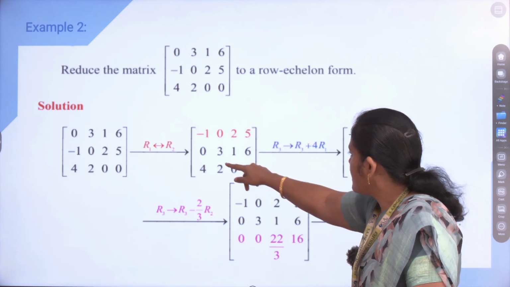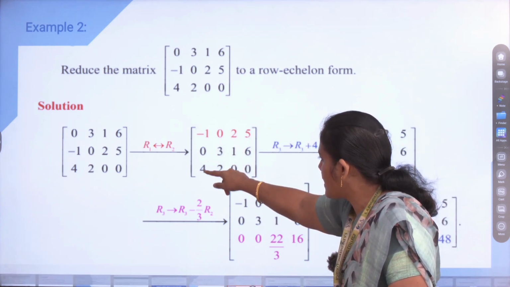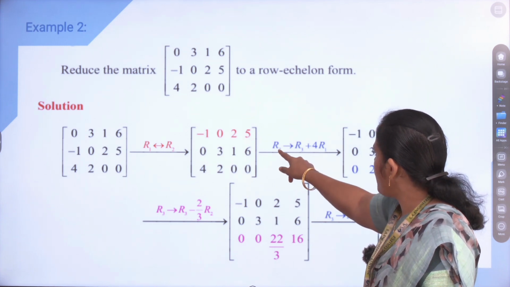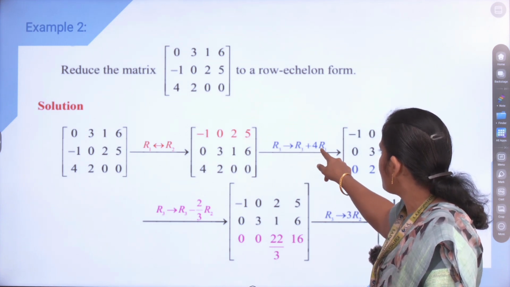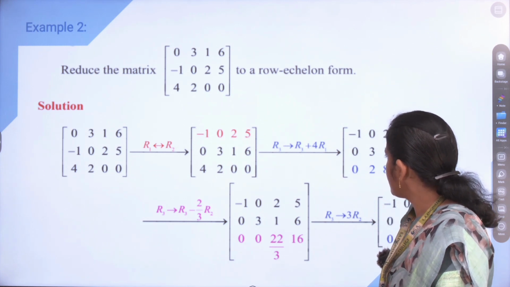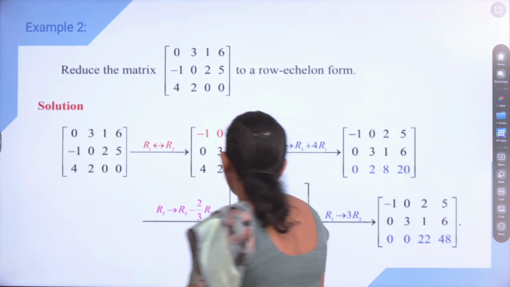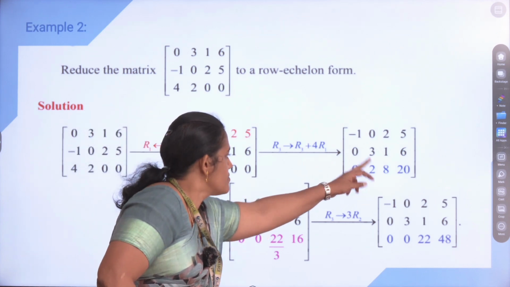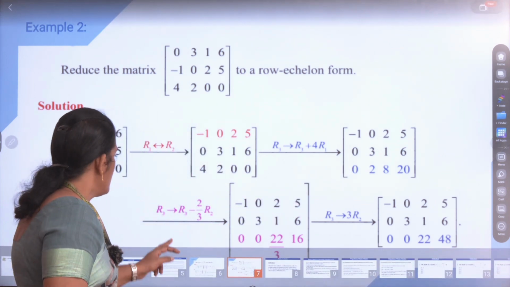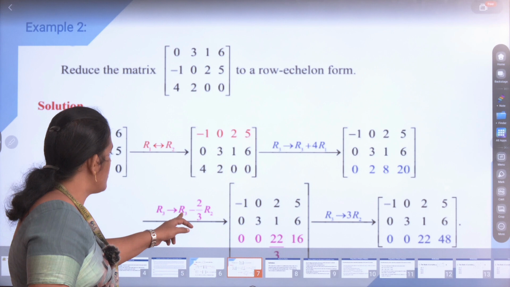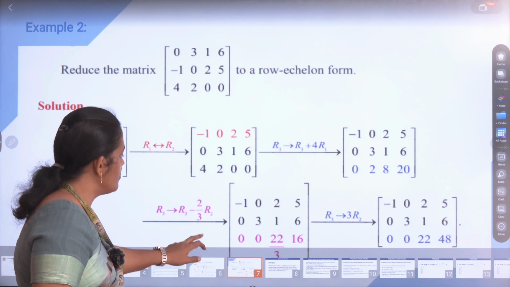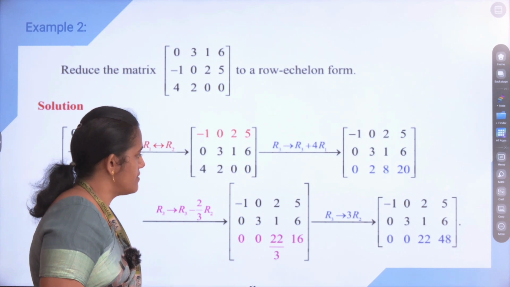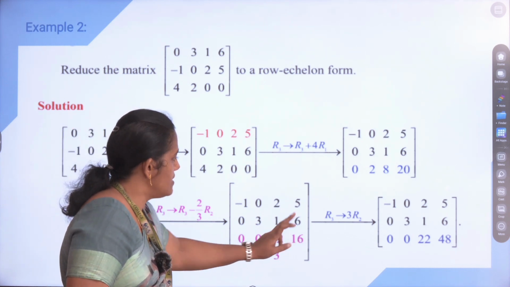The next step is to make the elements below the pivot tend to 0. Using the operation R3 = R3 + 4R1, this term becomes 0. Next, you reduce this term to 0 using the second row. The operation is R3 = R3 - (2/3)R2. So we get 3, 0, 22/3, 16. See this.